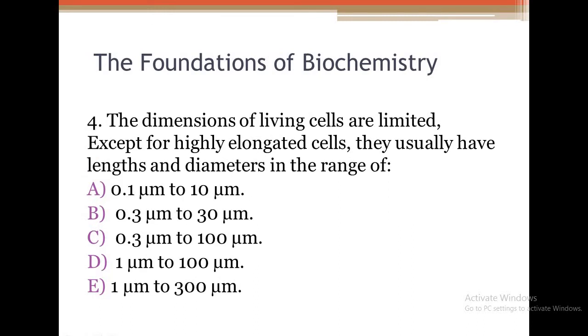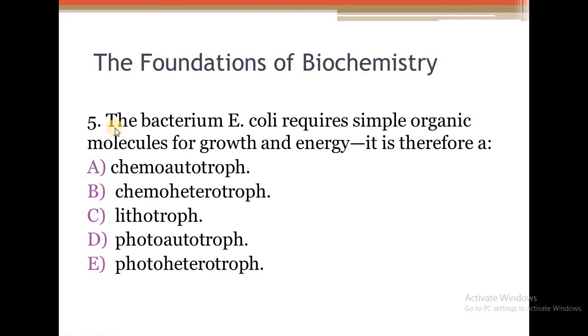Next, the dimensions of living cells are limited except for highly elongated cells. They usually have length and diameter in the range of 0.3 micrometer to 100 micrometer. Option C is correct. Next, the bacterium E. coli requires simple organic molecules for growth and energy. It is therefore a chemoheterotroph. Option B is correct.